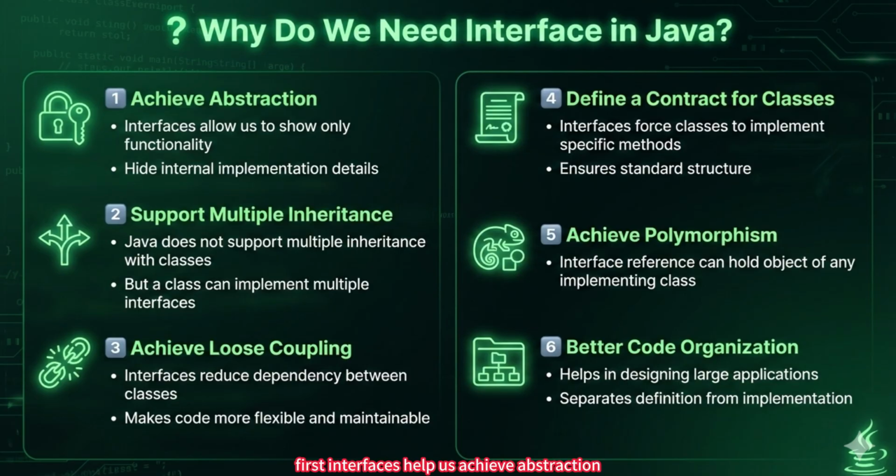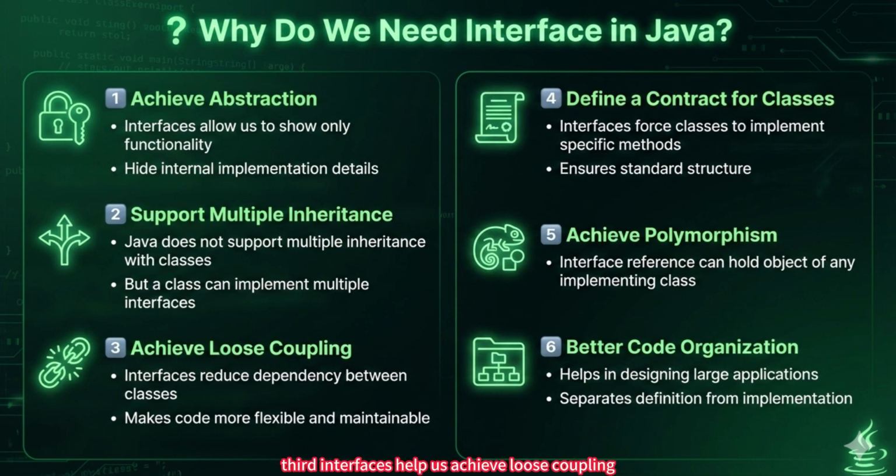First, interfaces help us achieve abstraction. That means we can show only what a class can do and hide how it actually does it. The internal details remain hidden, so we only focus on the functionality. Second, interfaces support multiple inheritance. In Java, a class cannot inherit from more than one class, but it can implement multiple interfaces. This allows a class to have functionalities from different sources.